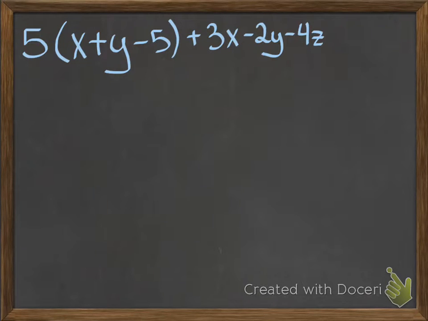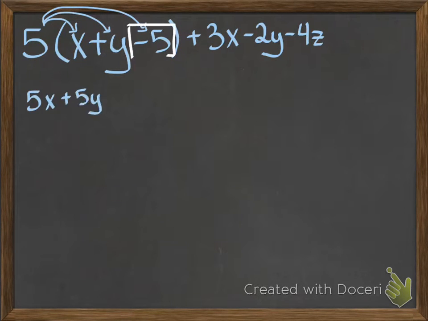Here's a much more complicated example. 5 times the quantity x plus y minus 5 plus 3x minus 2y minus 4z. All right? So what are we going to do first? We're going to distribute. So 5 times x is 5x. 5 times y is 5y.